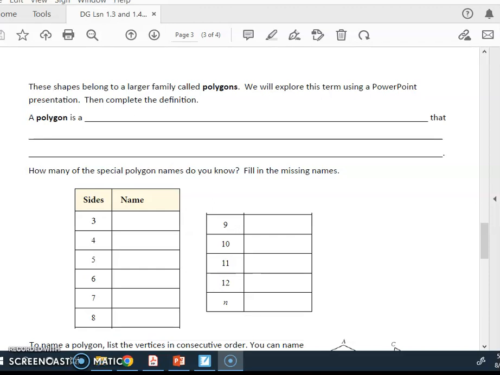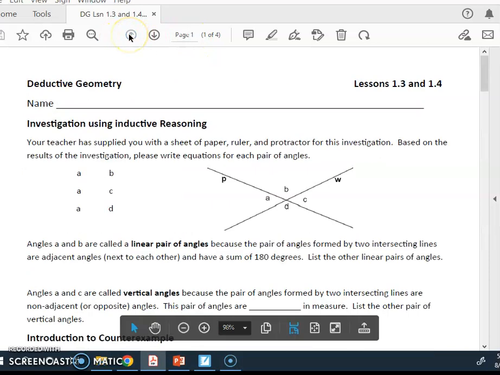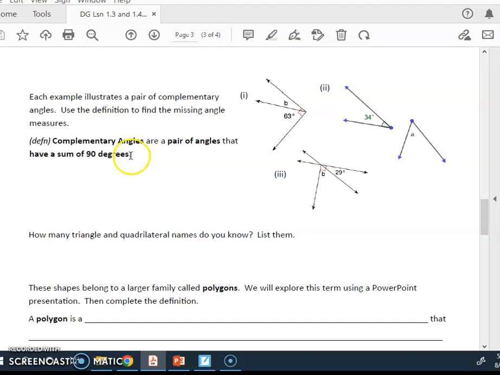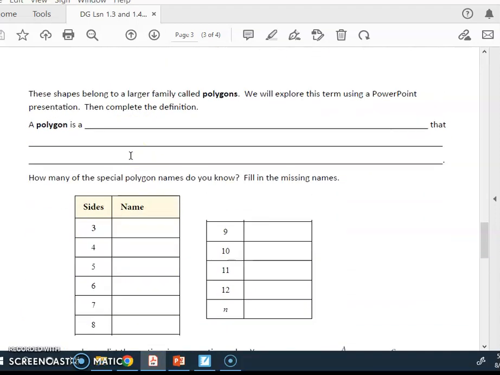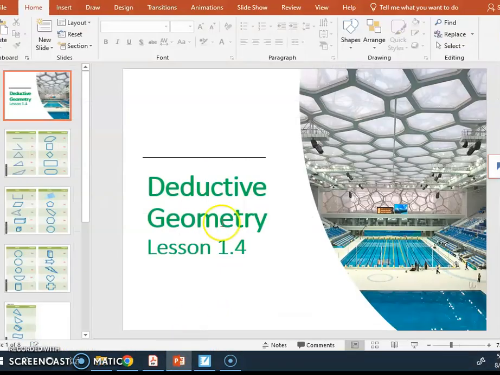So on Tuesday, we were working with lesson 1.3, 1.4, and the first page of that activity looked like this. And we left off on the third page, beginning with the definition of polygon. And I indicated that we would come back and continue our conversation with polygon. But I wanted to present it a little differently, so our presentation is going to be around a PowerPoint.